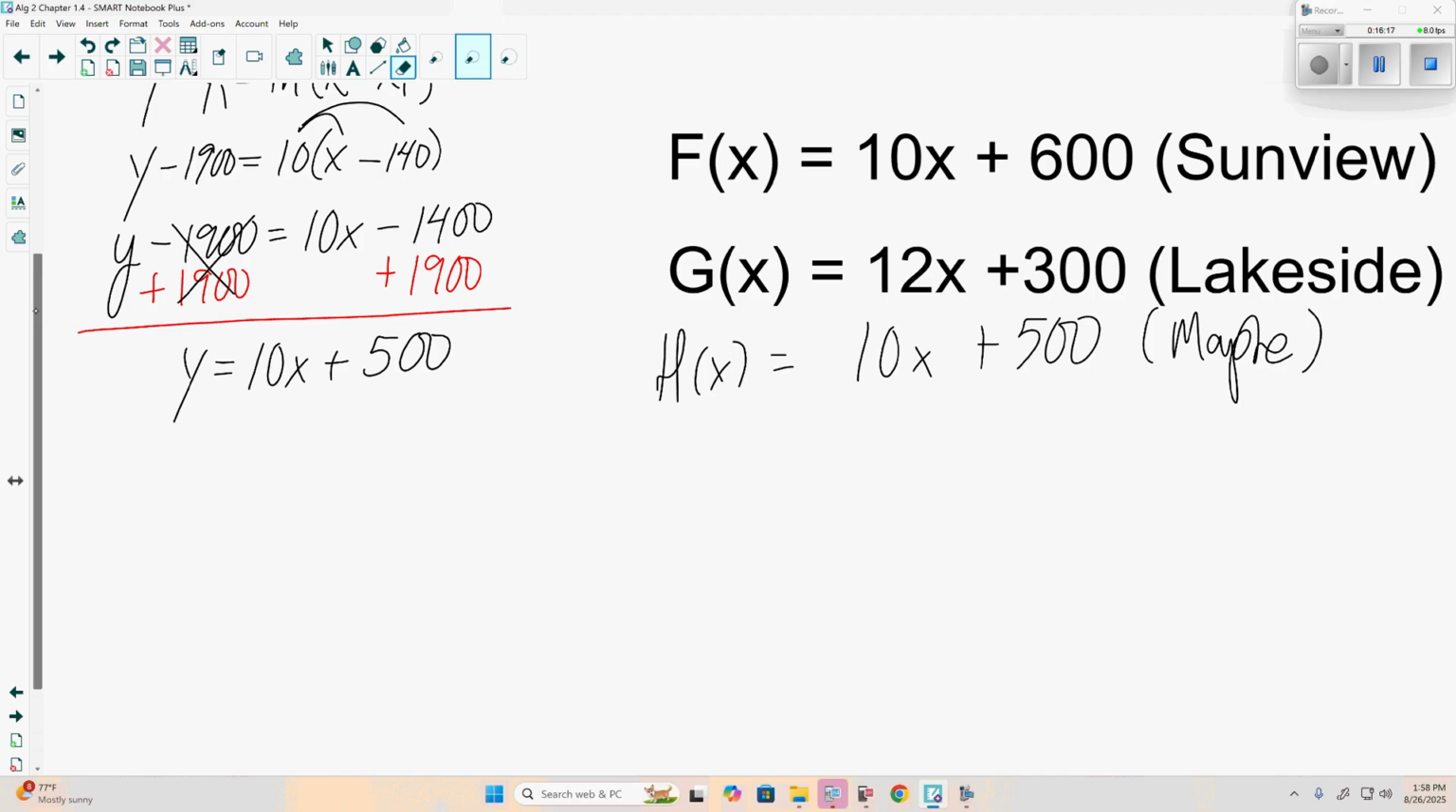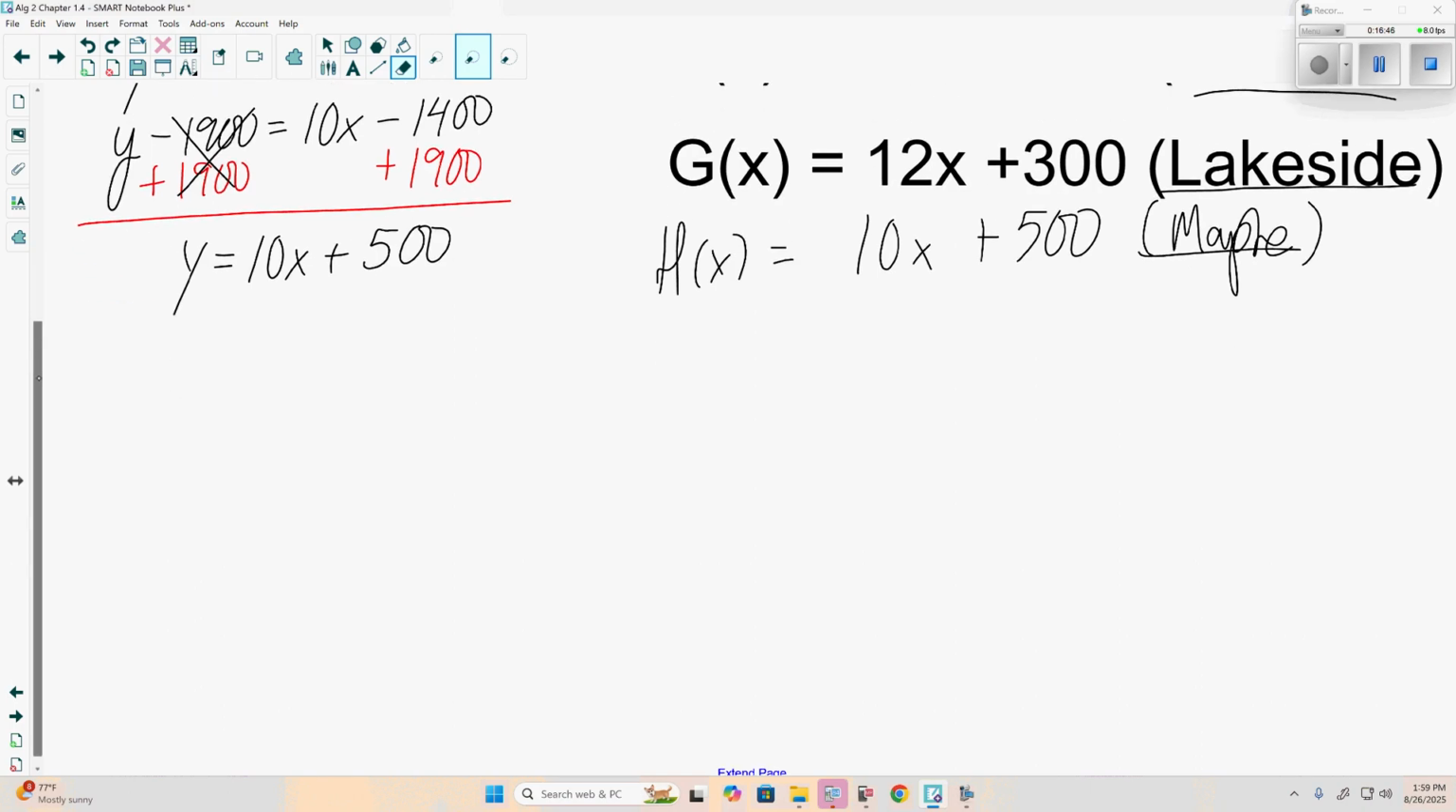No, because the slopes are the same, so they are parallel. And since Maple has a cheaper starting point, it will always be cheaper. So really, we're not focused on Sunview and Maple because Maple's always going to be cheaper. And it was asking how many students will it be cheaper than the other two. So it's always cheaper. So really, we're looking to see when is Maple going to be cheaper than Lakeside, yes.